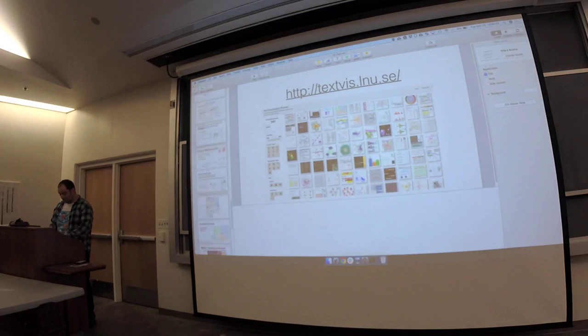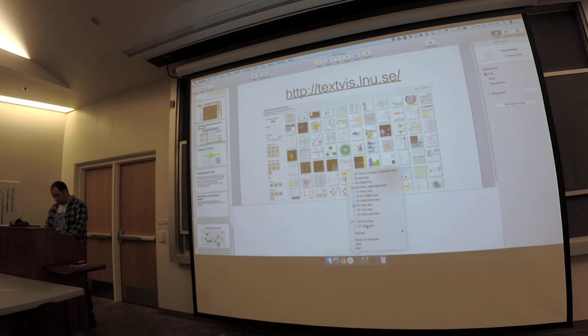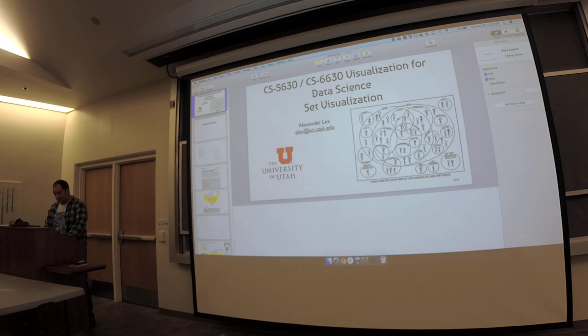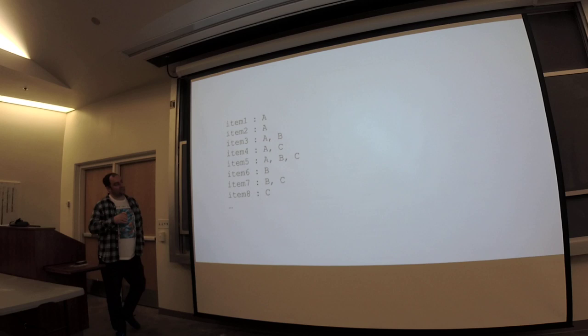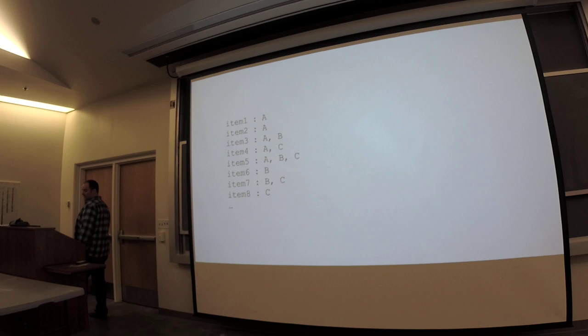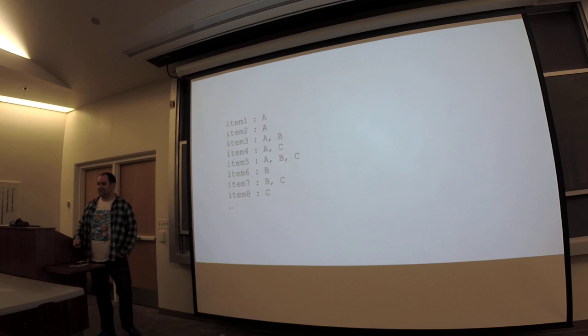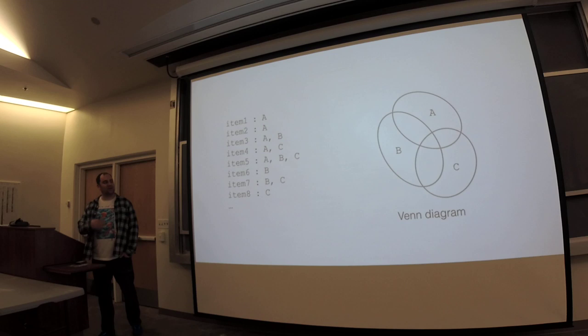So now moving on to sets. And I want to start off set visualization with this design workshop today. Let's suppose you have a list of items that have membership in certain sets, like item 1 in A, item 2 in A, item 3 in A and B, and so on. How would you visualize this? Cardinality is 3 or less, so we can just use a Venn diagram. Exactly. So a Venn diagram is the obvious solution for this. So we would create something like this, and then we can easily show that.